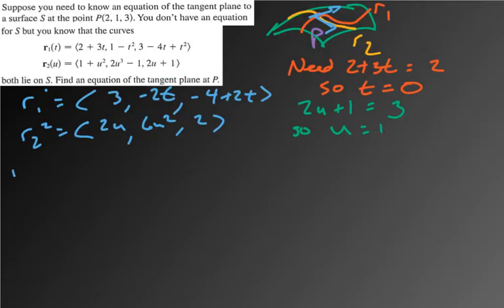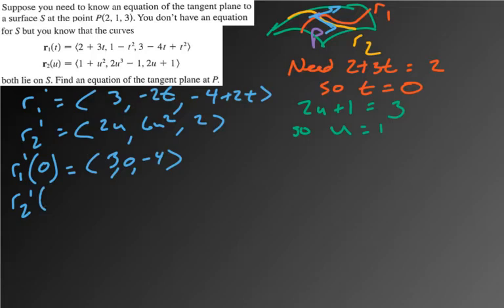Then I can evaluate R1 prime at 0, and I get 3, 0, negative 4. And R2 prime at 1 is, let's see, 2, 6, 2. Those are the two vectors right here.